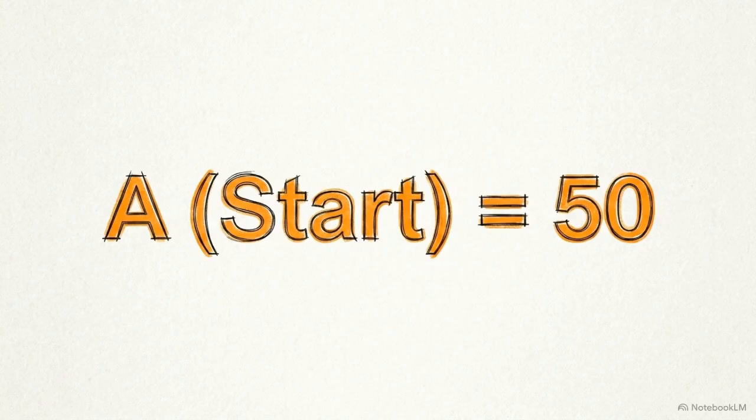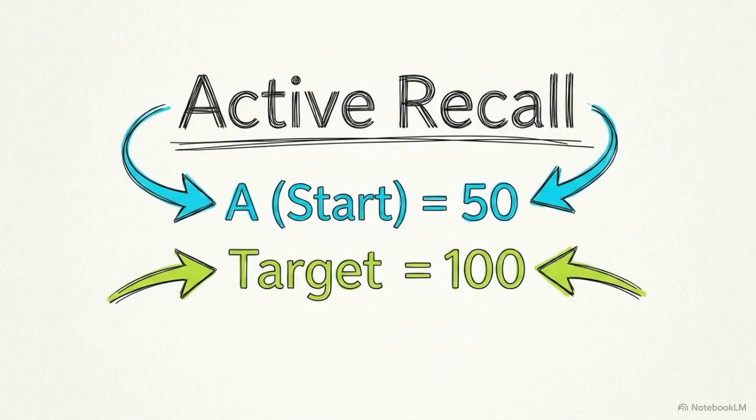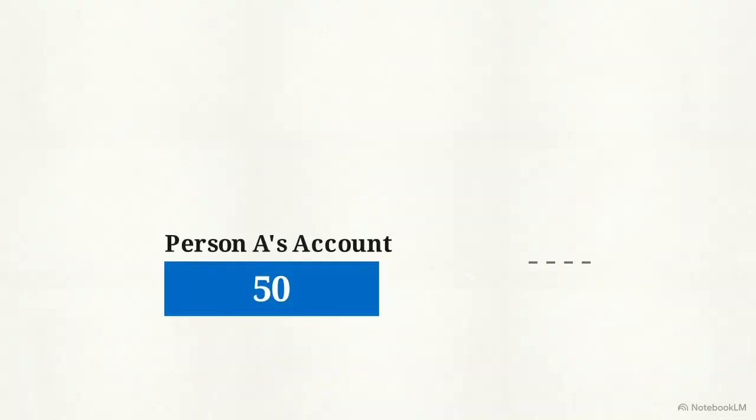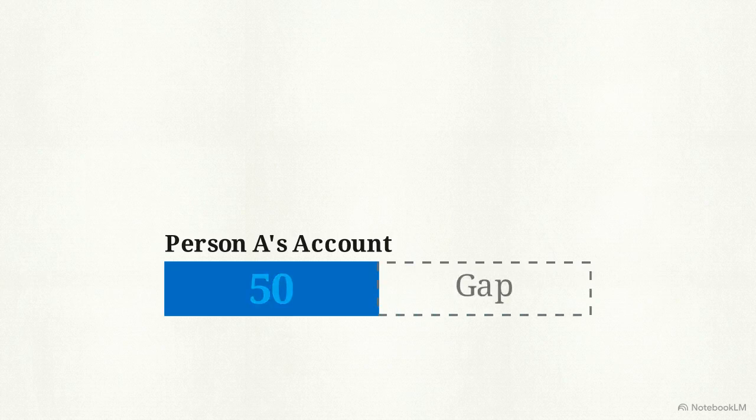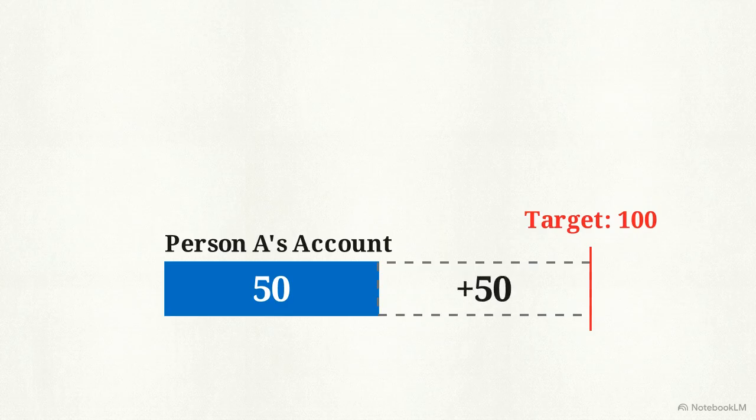Take a moment to look at person A's numbers. Based on where they start and where they need to finish, how much money does person A need to receive? We can see the gap clearly on this progress bar. Person A starts at 50, but they need to reach the 100 rupee mark. To bridge that distance, person A requires an additional 50 rupees.